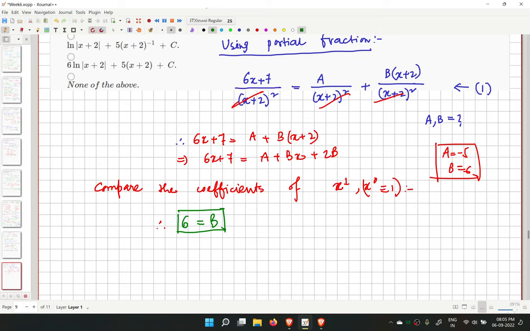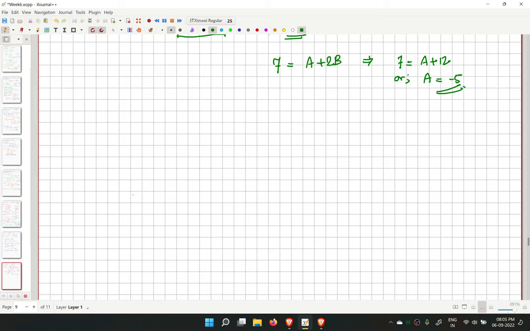And if you put the value of b equal to 6 here, or rather, let us compare the coefficient of x to the power 0, which is 7 equal to a plus 2b, and let us use this value b equal to 6 here, which will give 7 equal to a plus 12, then a will be minus 5. Okay. So now with this, we can do this integration pretty easily.